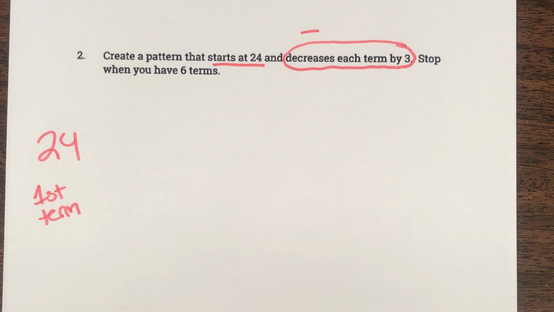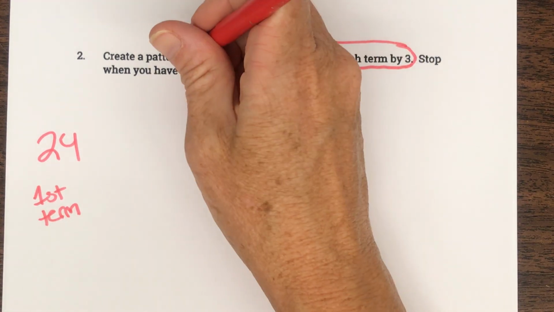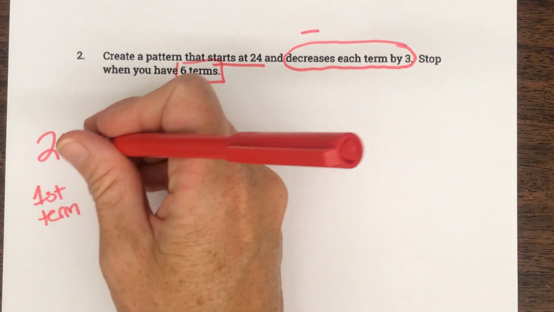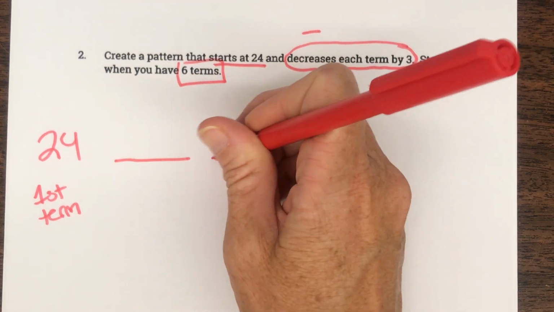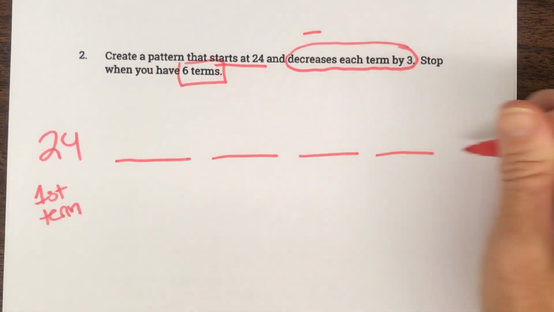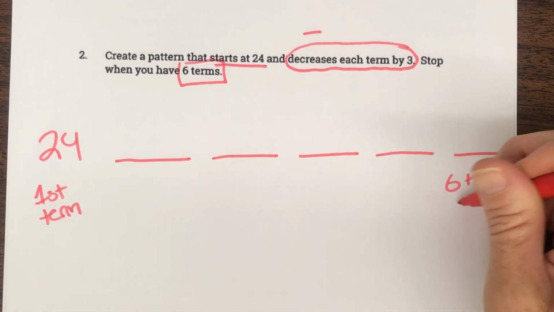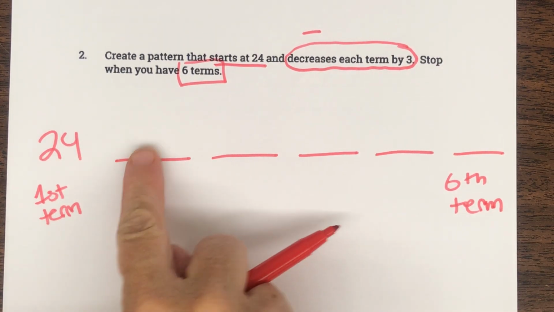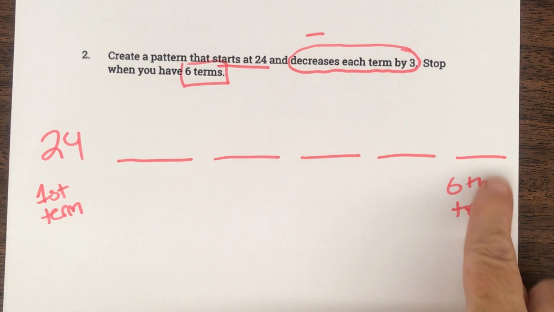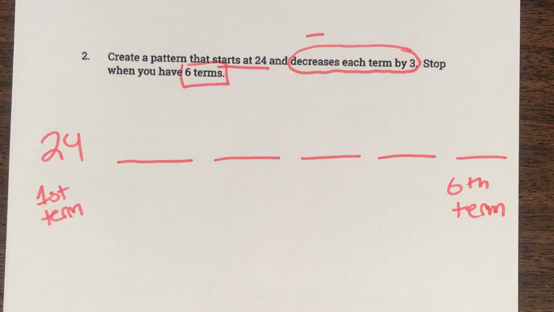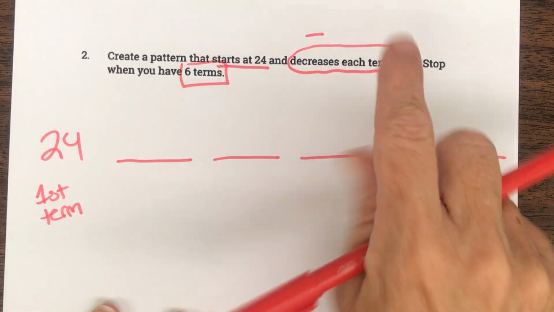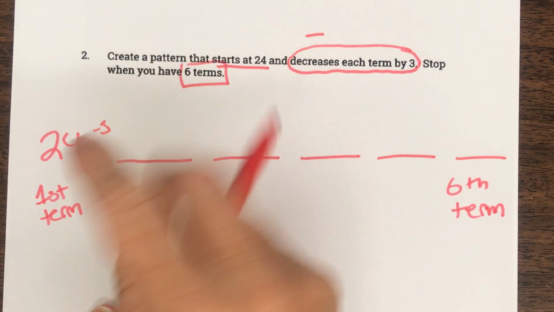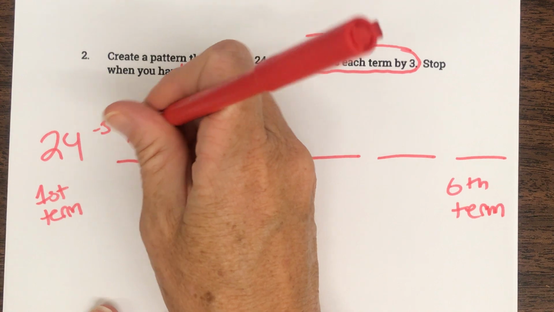Okay. Stop when you have 6 terms. So I have to go to 6 terms. So if that's my first term, second, third, fourth, fifth, sixth. That's when I get to stop. So first term, second term, third term, fourth term, fifth term, sixth term. Okay, and then it says just to complete the pattern. Okay, so how much am I decreasing by? I'm taking away 3. So 24 take away 3 is 21.